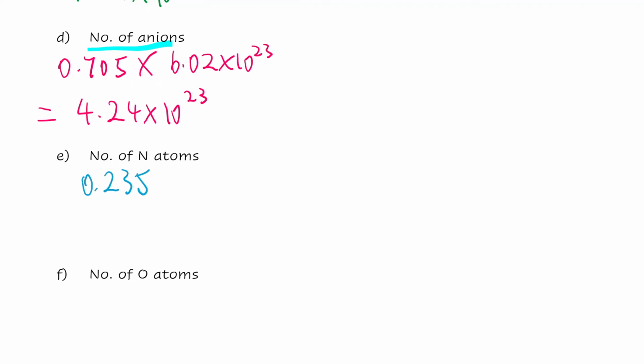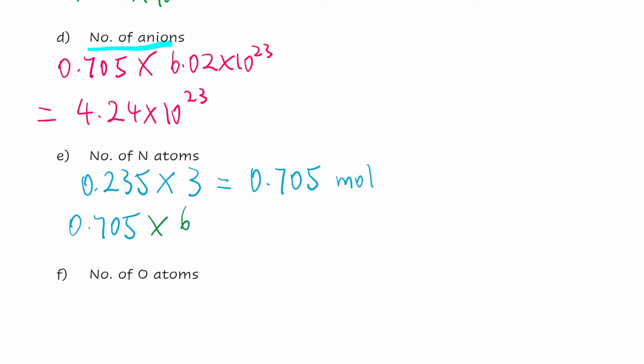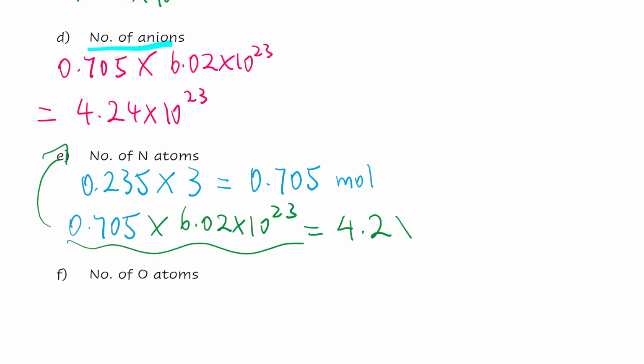So 0.235 times 3, which is equal to 0.705. Okay, this is the number of moles of nitrogen atoms. And then to find the number of nitrogen atoms, I'm just going to use Avogadro's constant again. So times by 6.02 times 10 power 23. Then, because I've done it so many times, I'm in the habit of just applying the equation. So the answer for this would be, you can see it's similar to the one that you found before, 4.24 times 10 to the power 23.